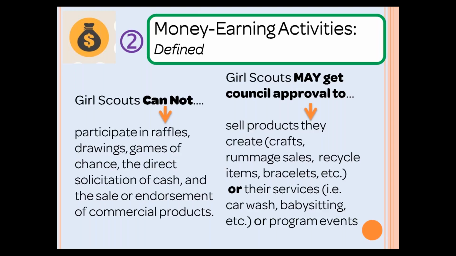Going back to the endorsement of commercial products, I have been asked in the past if we can use a local restaurant and have them give us a percentage of their sales on a specified date, such as a special event, to support Girl Scouts. These types of events are what we call cause-related marketing, and those are not allowed at the troop level. That type of marketing is only done at council level, and it must also be pre-approved by GSUSA.